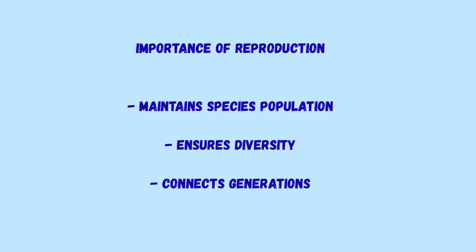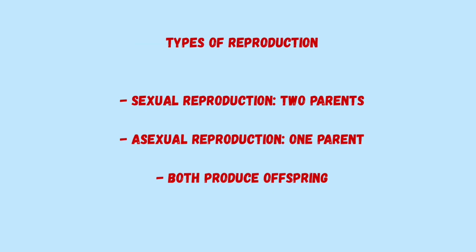All right? What's the importance of reproduction? That maintains the species population, ensures diversity and connects the generations. Now what are the types of reproduction? First is sexual reproduction that needs two parents. Asexual reproduction needs only one parent, and both produce offspring.